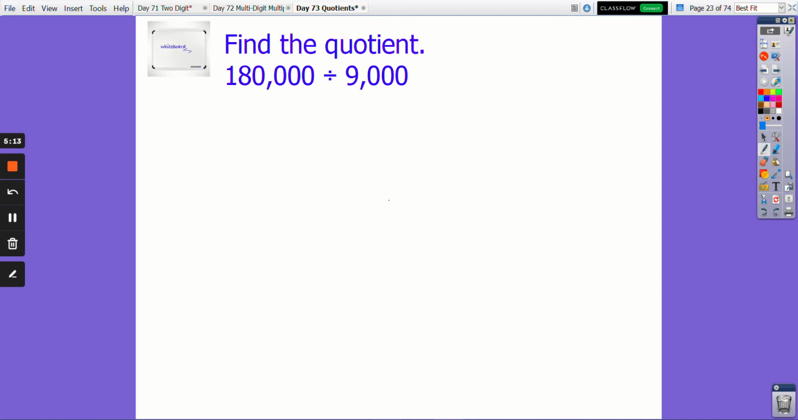I want you on your whiteboard to solve this: turn this into a fraction, simplify it, and then come up with a quotient. So go ahead and pause the video, do that whiteboard problem, and then come back to me when you're ready.